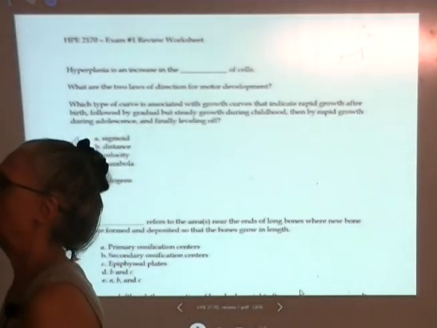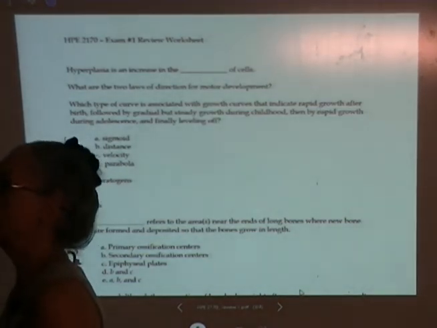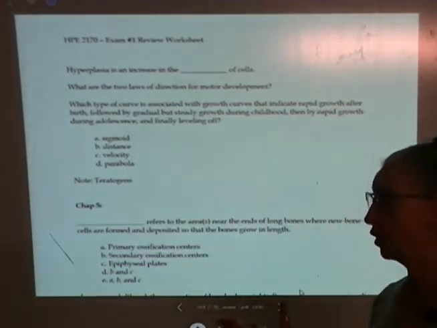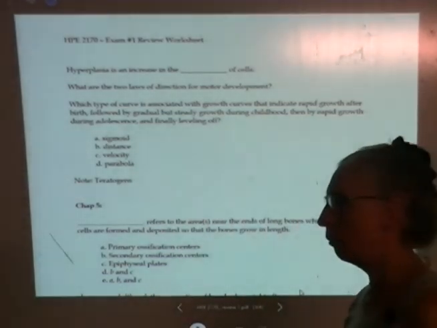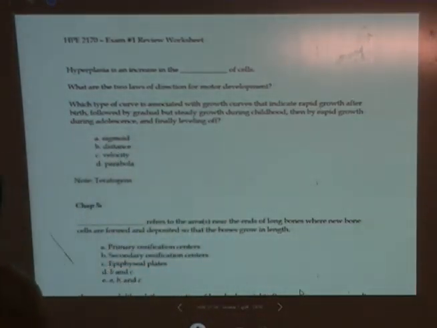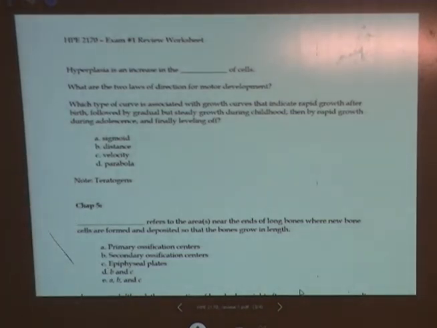So we said that when we look at growth and development, we have two laws of direction. Don't worry if you can't remember the fancy terms, can you describe them? Aha, stumped you.